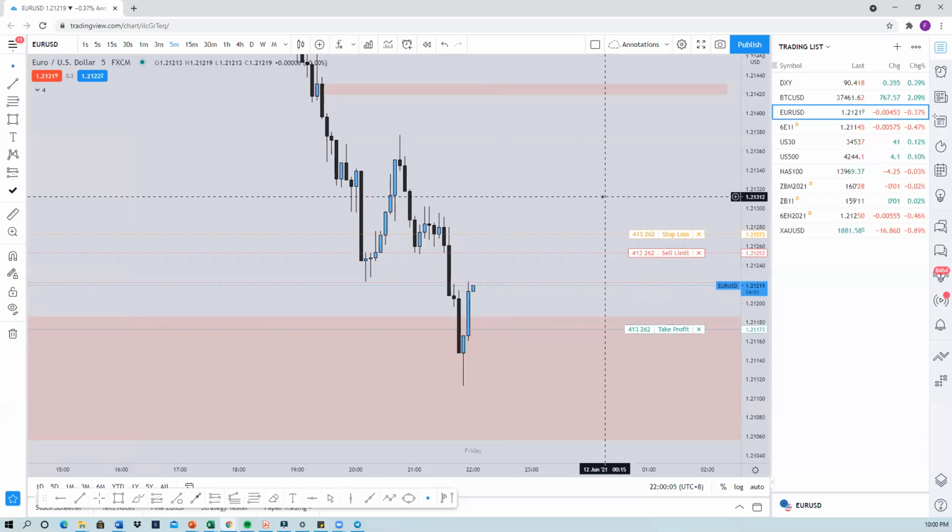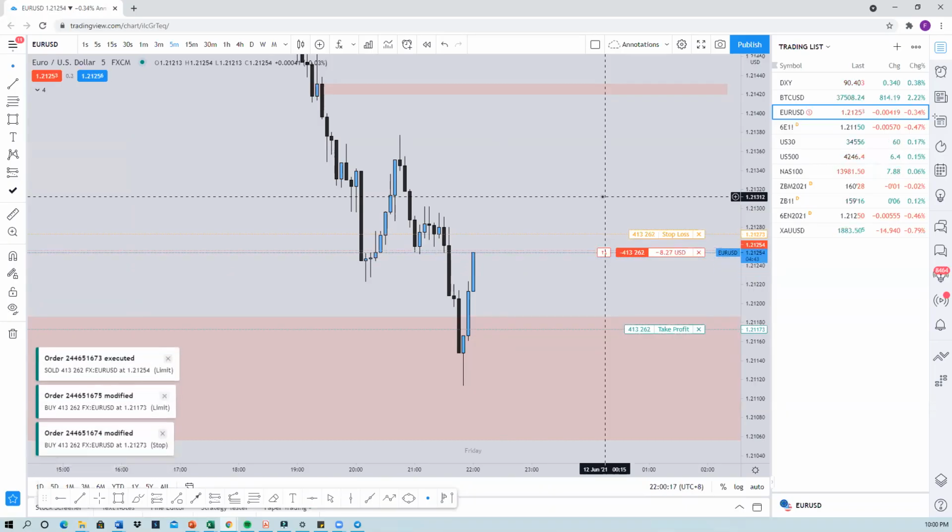You can now see news released. News has released, so we need to see how price is going to react. Let's see if it will hit my stop loss. I missed that trade though, damn it. Okay, let's see if I lose or win.